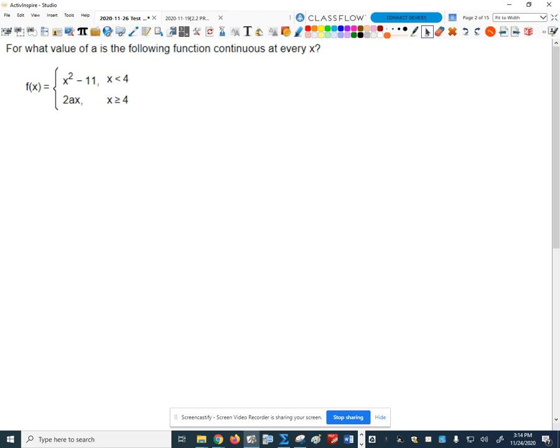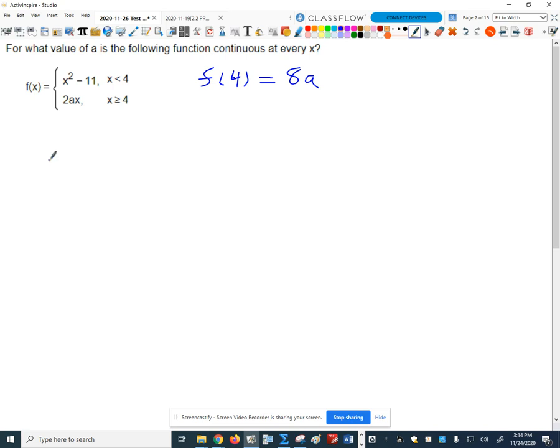So we'll have to determine if it is, we just need to take a limit from the left and a limit from the right and see if those limits agree. Right, we know that the value of the function f of 4 is just equal to 2 times a times 4. So that's going to be 8a, right? And we would just have to set the value of a so that the limit exists at 4.